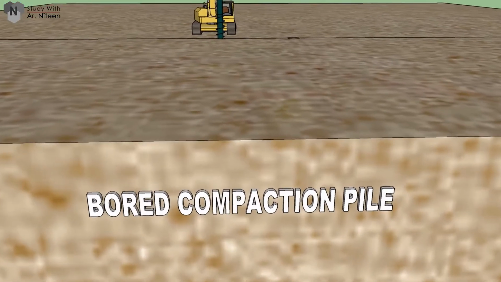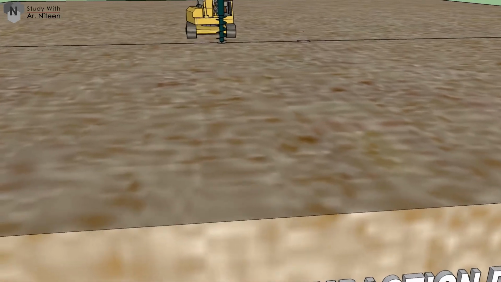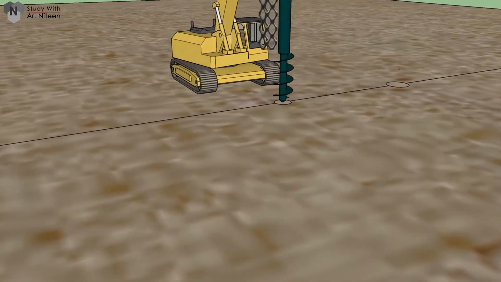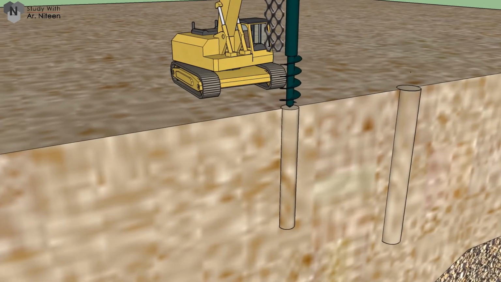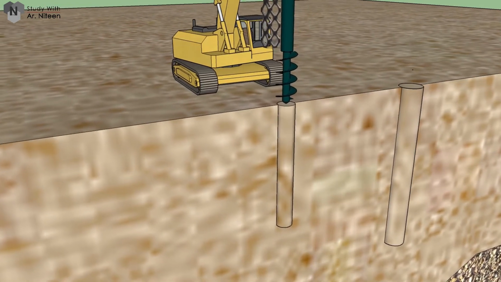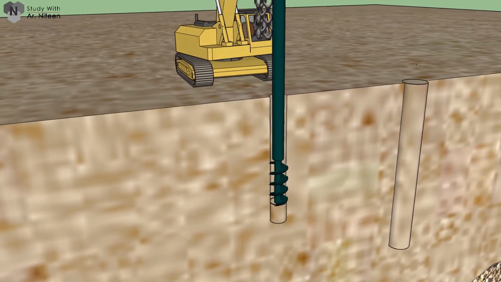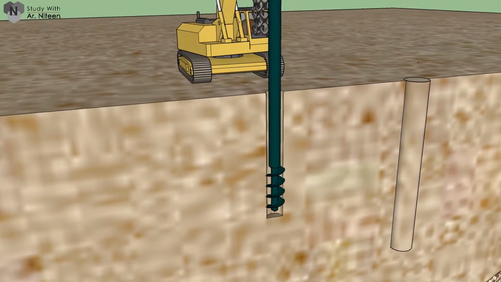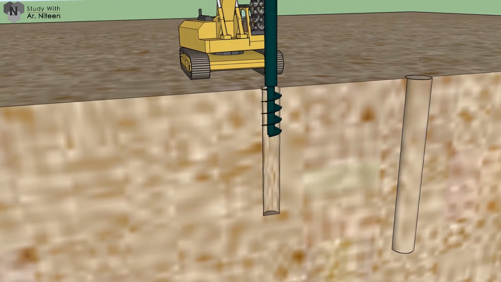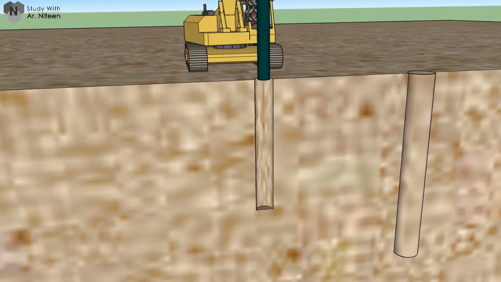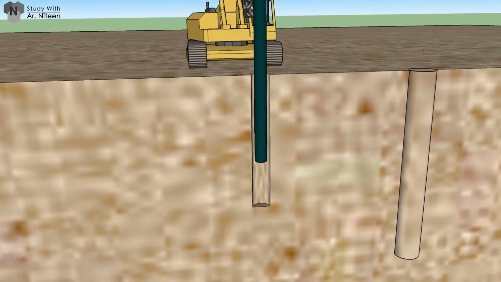Bored compaction piles. Bored compaction piles are a modification of the underrim piles. These piles are cast in situ piles which combine the advantages of both bored and driven piles. The method of boring the piles and concreting the pile is the same as that of the underrim piles, except that the reinforcement cage is not placed in the bore hole before concreting.